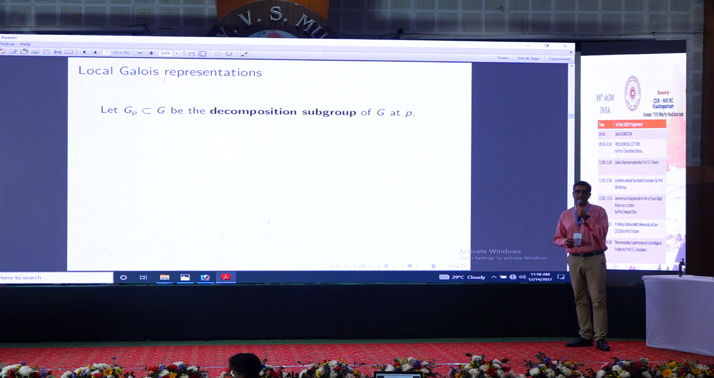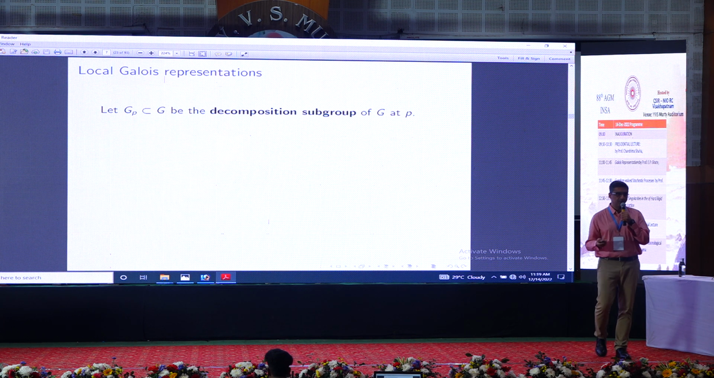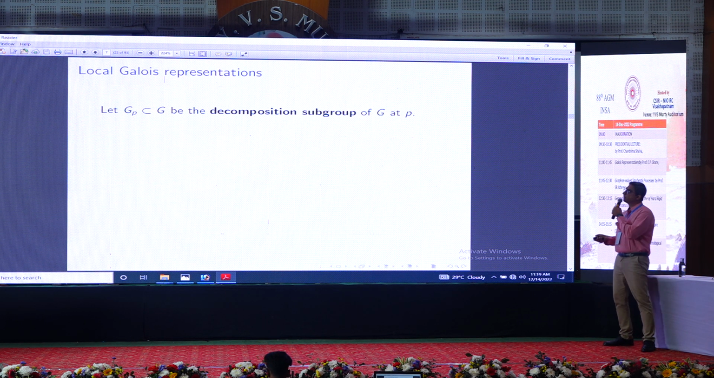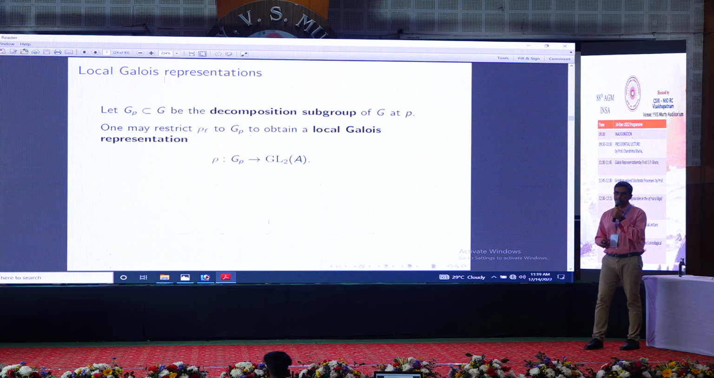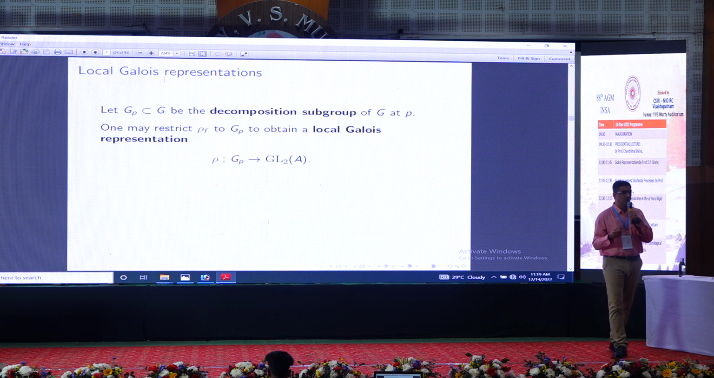But you should think of at each prime number p, there's a special subgroup which is called the decomposition subgroup at p. It's actually the Galois group of the p-adic numbers. So let's restrict the Galois representation from G to G_p. Okay, so now we have, instead of a global Galois representation, a local Galois representation.